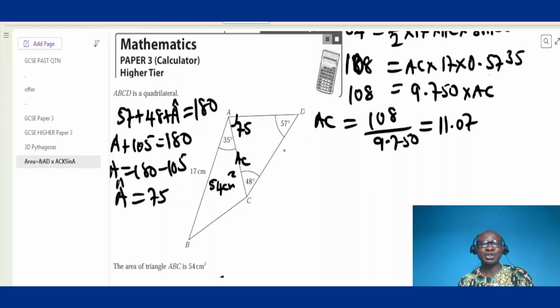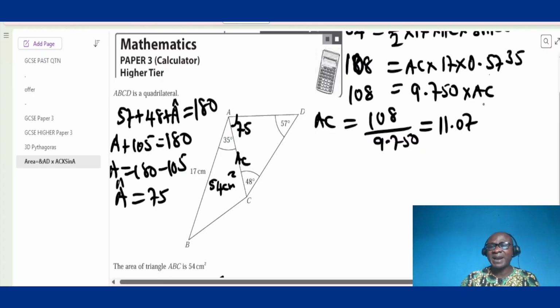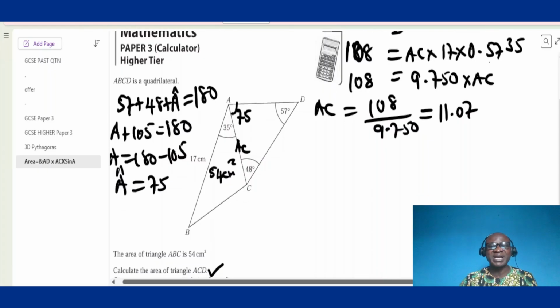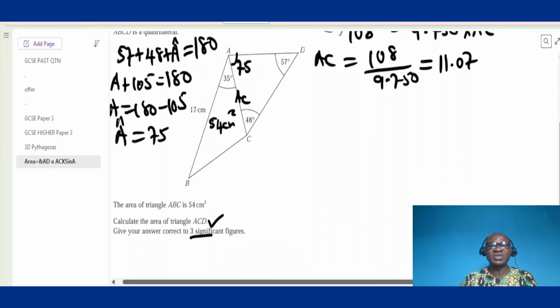So I can quickly put that angle A here is 75. Now, what I need to do is to know the length of AD. Once I know the length of AD, I can use it together with the length of AC to find the actual area of that triangle ACD. Therefore, how do I find this side? I can use the sine rule. Sine rule will work perfectly because it is not a right angle triangle. So let's go by sine rule.